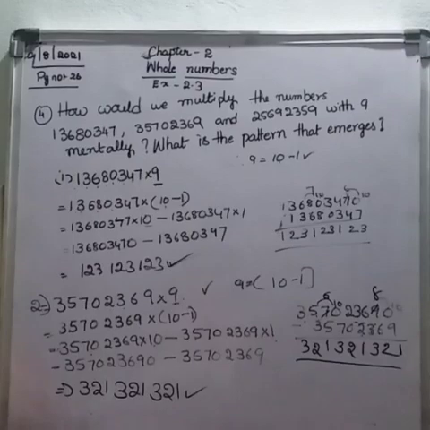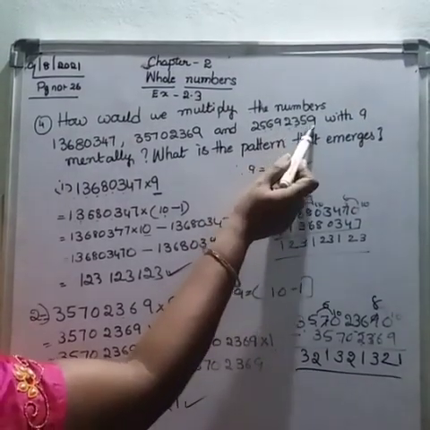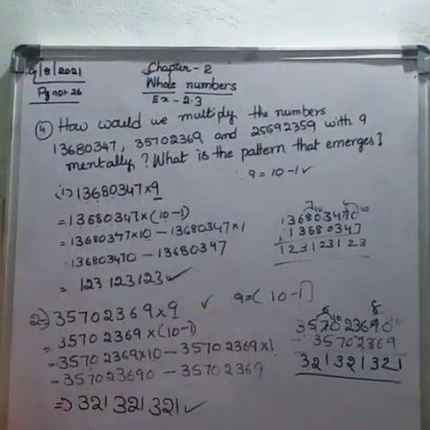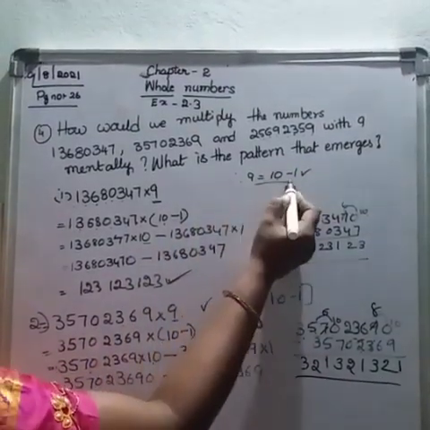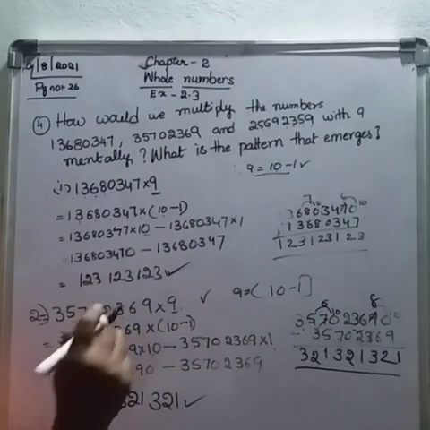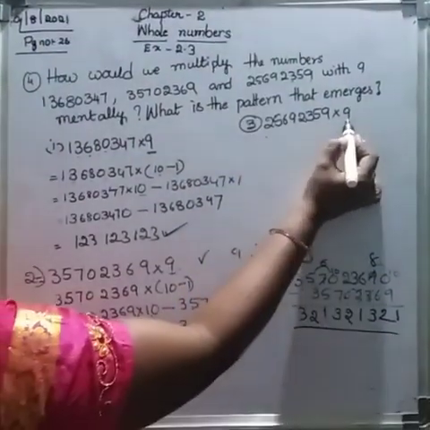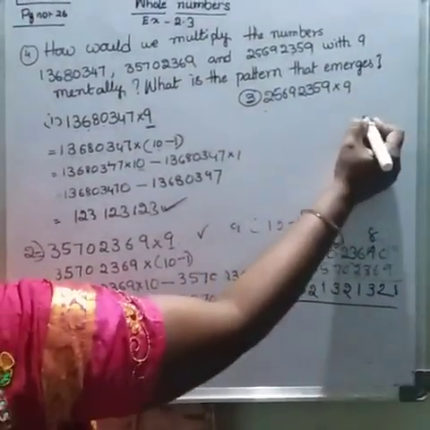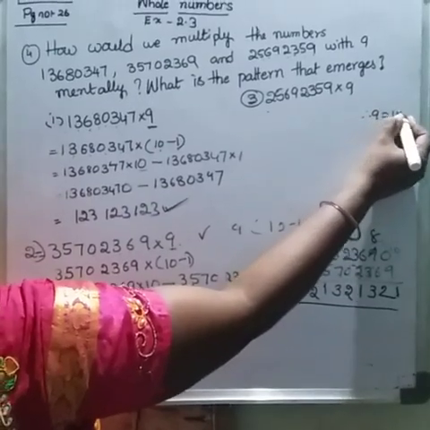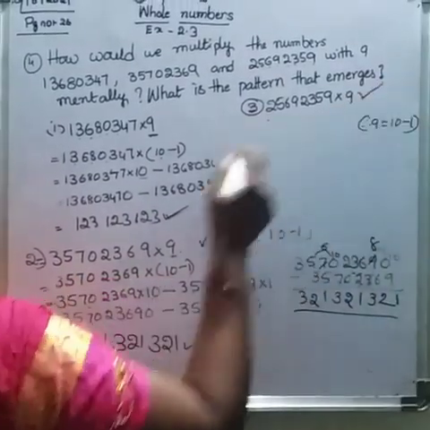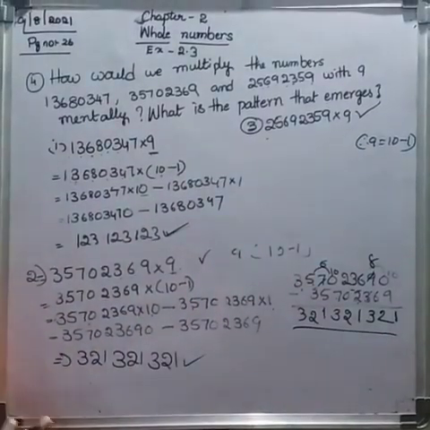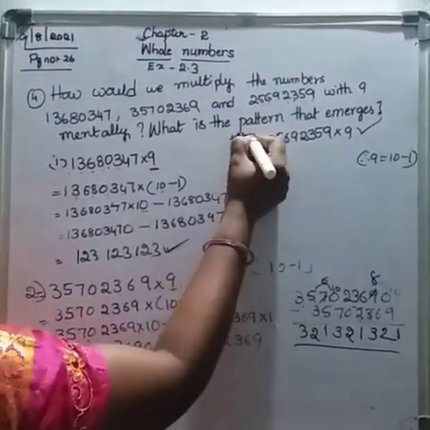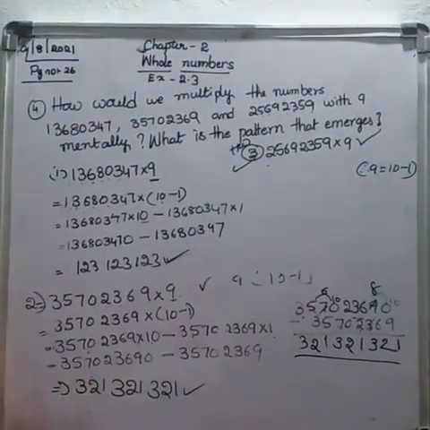Next, the third one: 92359 into 9. That also, 9 equals 10 minus 1. Which is the place of 9? You have to write 10 minus 1. This number is also multiplied by 9, no? Write this problem in your homework book. Third one. Complete our exercise 2.3. This is the homework. Right? Everyone do your homework regularly.